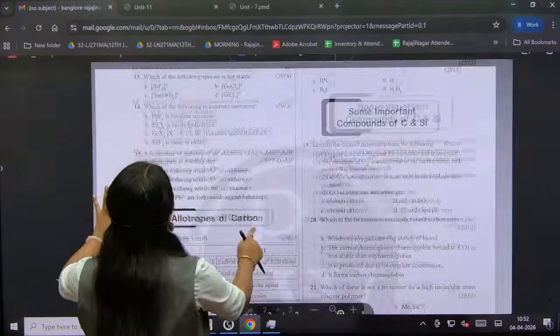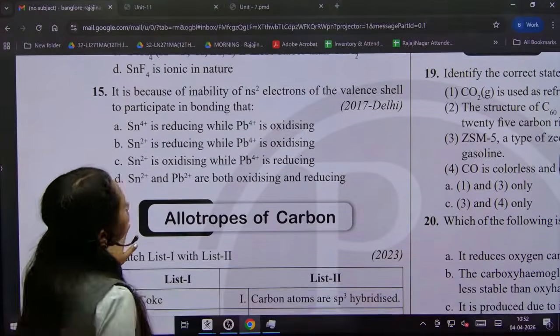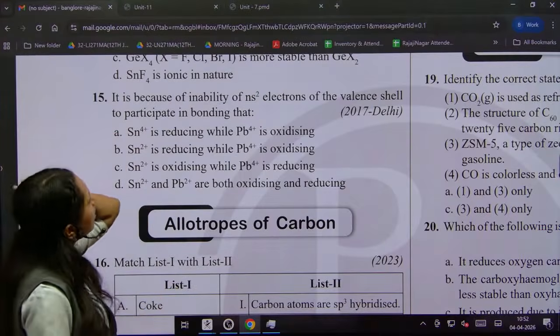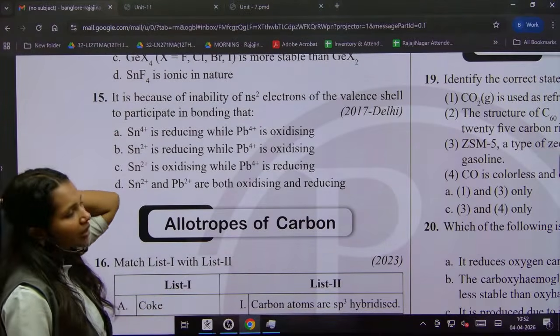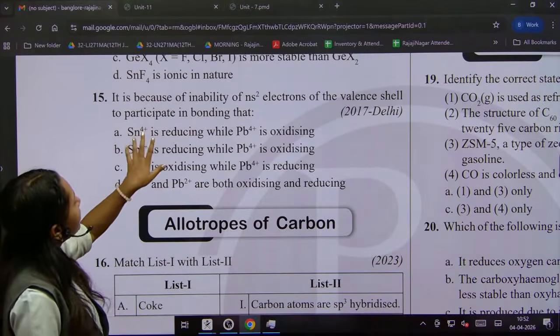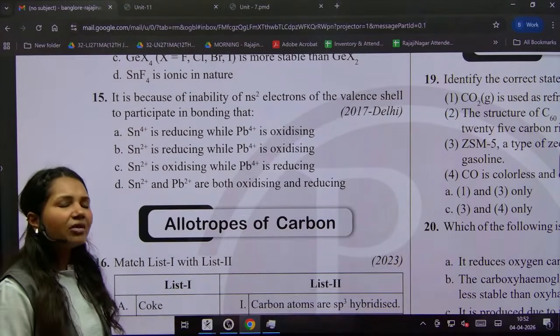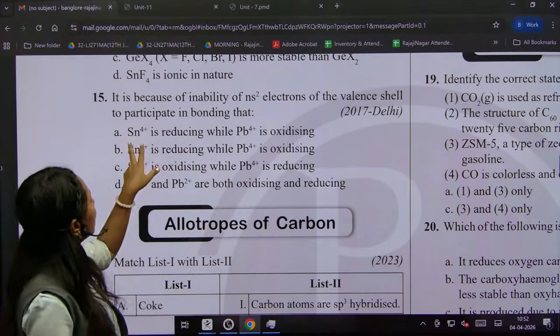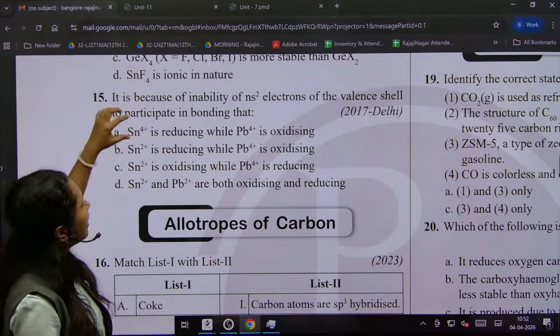Okay, here question number 15. Again, this is based on the inert pair effect. It is because of the inability of ns2 electrons. Sn4+ is reducing. What is the meaning of reduction? It will reduce itself. So +4 and +2, which is more stable?